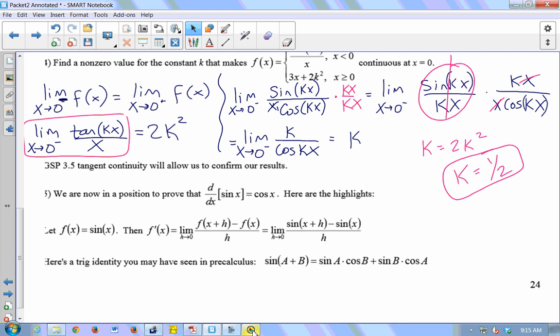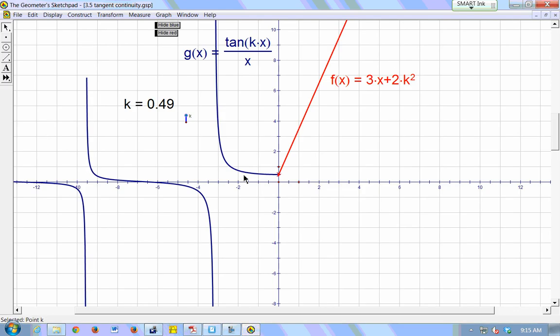Yes, that would definitely be a sharp corner. And what does a sharp corner tell you? Not differentiable, right? I can't take a derivative there. It's continuous, but not differentiable.